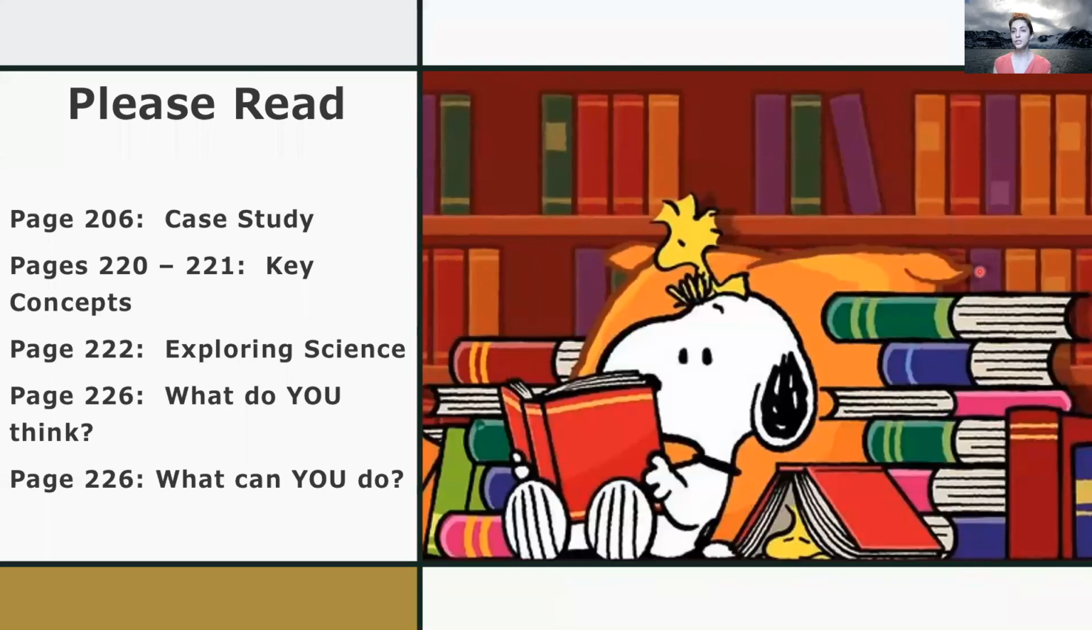So I would like for you to read a number of sections in your textbook. The pages are located here, although I might have a different version of the textbook than you do, but still please read the case study that's in the chapter for this material, the key concepts, exploring science, what do you think, and what can you do?